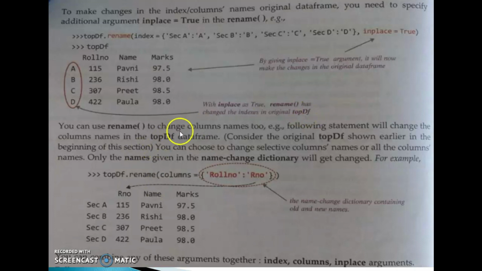Then you can use rename to change column names too. Example top df dot rename columns is equal to roll number colon RNO. The name change dictionary containing old and new names. Roll number, this is old one, RNO that is new one. This roll number is changed to RNO. Clear? We can combine any of these arguments together, that is index, columns and inplace. Okay? Clear?